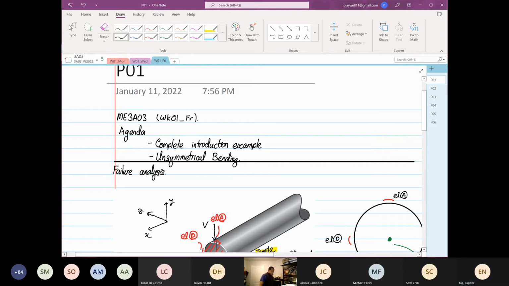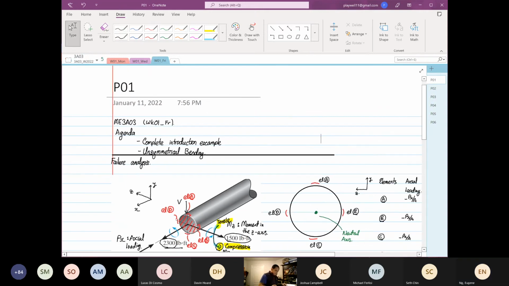Okay. So the agenda for today is we are going to complete the introduction example, which we are almost done, and then we are going to look into unsymmetrical bending. I'm going to help you recall your symmetrical bending and what we mean by unsymmetrical bending.